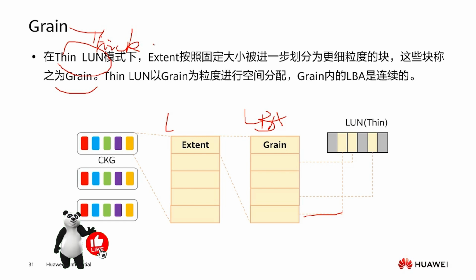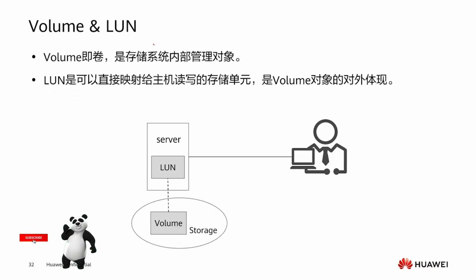A volume object is used to organize all the extents and grain logical units in the same LUN and can dynamically apply for and release extents to increase or decrease volume. Let's learn about other RAID technologies.